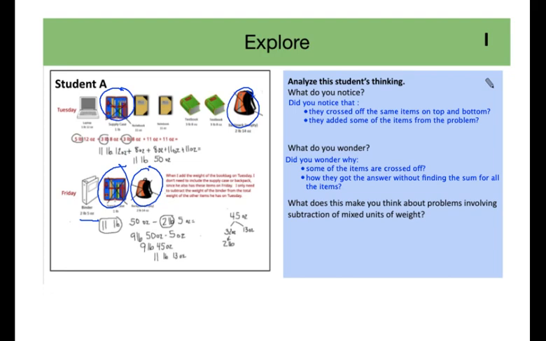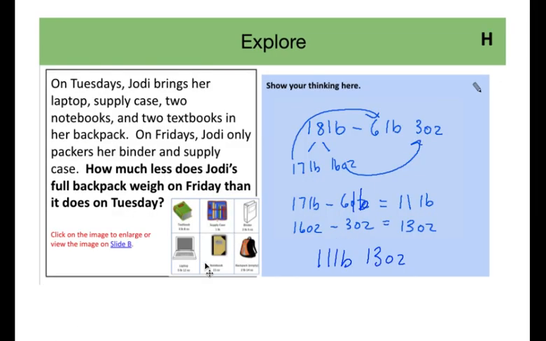All right, let's take a look at that last question. What does this make you think about problems involving subtraction of mixed units of weight? So what did that make you think of? Did this make you think that you can only subtract like units? If units are different, you'll have to convert them to find the difference, just like student A did here, and as we did in this slide as well. We had to convert some of the units in order to be able to subtract them. So here we changed the 18 pounds into 17 pounds, 16 ounces in order for us to get that answer.